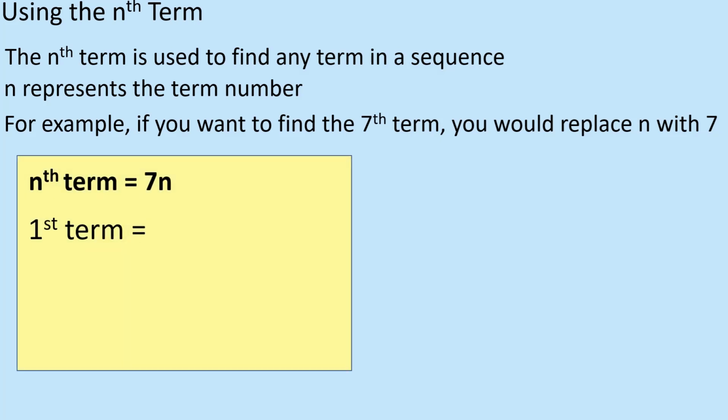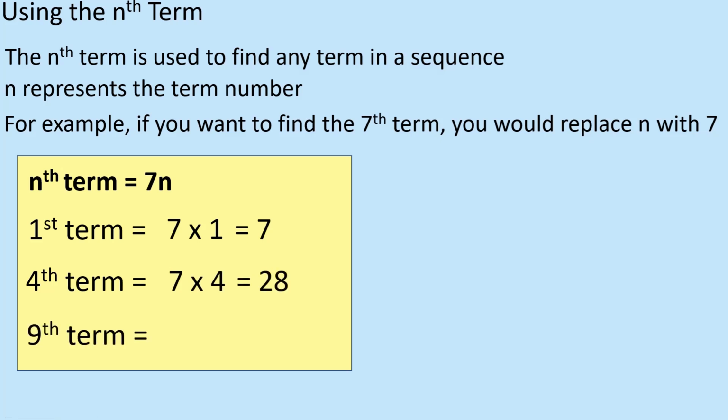Right, so if the nth term is 7n, and that means it's exactly the 7 times table, then the first term is going to be 7 times 1, because n represents the term number. So the first term would be 7 times n, which is 7 times 1, which is 7, as you would expect. If I asked you for the fourth term, because it's the 7 times table, the fourth term is going to be 7 times 4. I'm substituting the n with the 4. So 7 times 4 is 28.